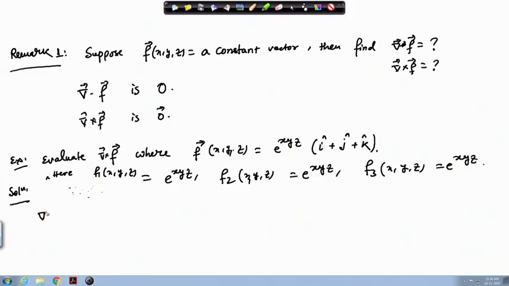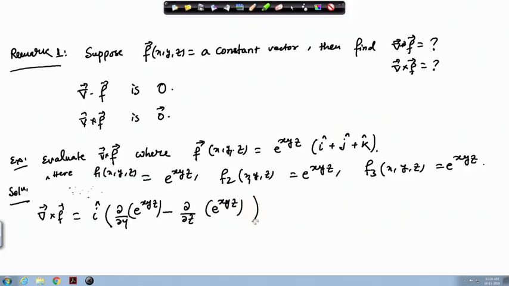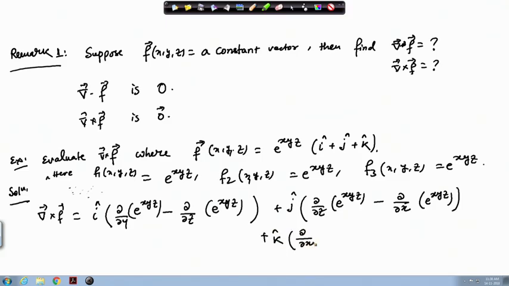Now we calculate curl of f. So, curl of f would be i times del y of f3, which is e to the power xyz, minus del z of f2, which is e to the power xyz, then j times del z of f1, so del z of e to the power xyz, minus del x of f3, f3 is e to the power xyz, plus k times del x of f2, which is e to the power xyz, minus del y of f1, which is again e to the power xyz.